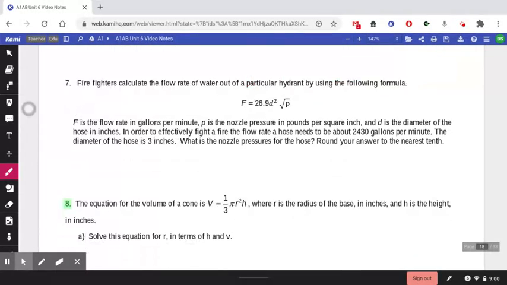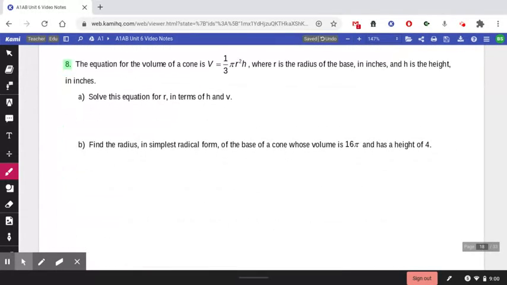Okay, we're going to skip a little bit and go down to the bottom of the page and talk about 8. The equation for the volume of a cone is given there, where r is the radius in inches, h is the height in inches. We're going to solve this equation for r. So all this means is we're going to try to get r alone. So we're going to take V is equal to 1/3 pi r squared h, and we're going to try to solve for r. So just like a previous problem we've done in this lesson, let's get rid of the 1/3 by multiplying by the reciprocal, 3/1, to both sides.